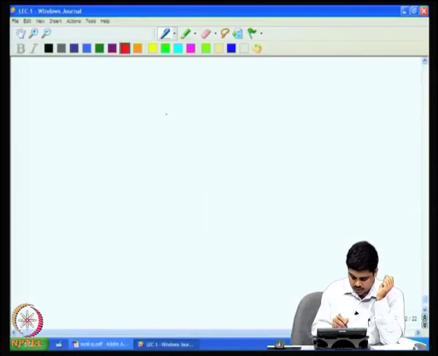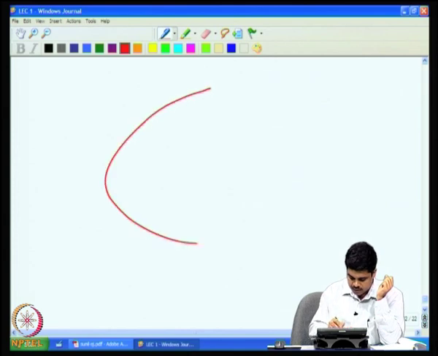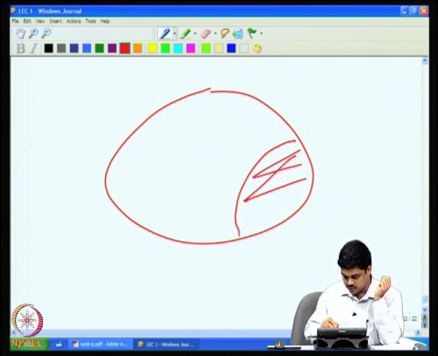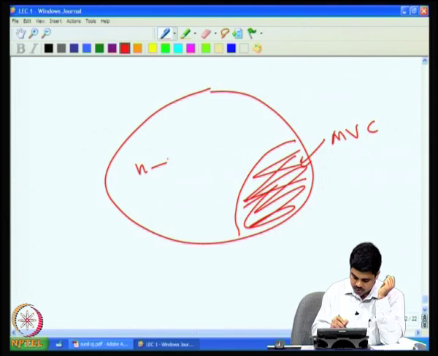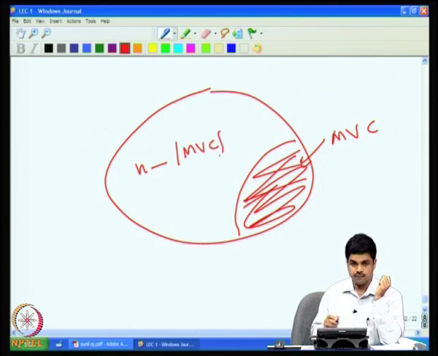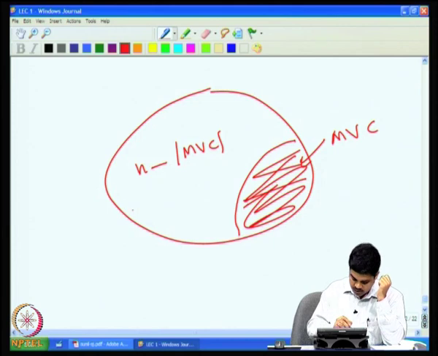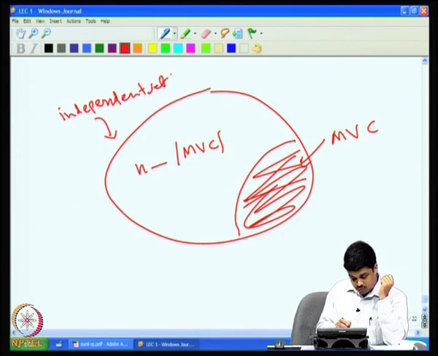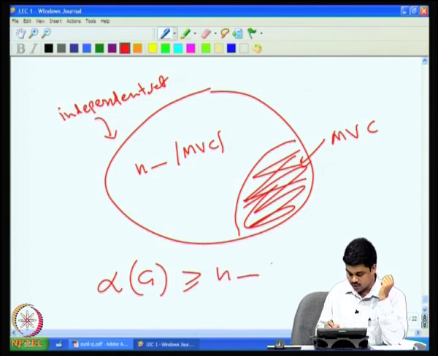Here, for instance, I draw a graph like this. Suppose you can mark some vertices as the minimum vertex cover, say MVC. Then we have n minus cardinality of MVC number of vertices, and this is going to be an independent set. So the biggest independent set has to be even bigger than this, possibly even bigger. That is why we say alpha of G has to be greater than or equal to n minus MVC.